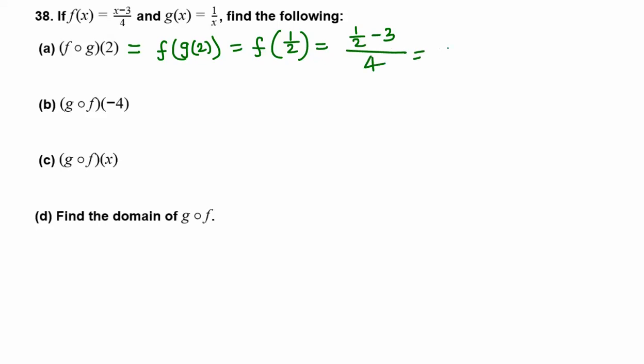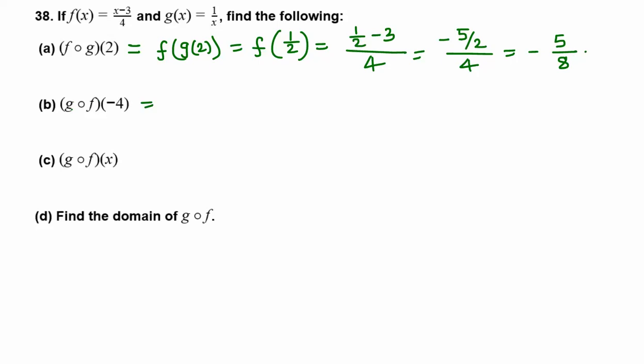Simplify, whatever is the number, that's the answer. 1/2 minus 3, 3 is 6/2. So 1/2 minus 6/2 is negative 5/2, divided by 4. This 2 goes on the bottom, so negative 5 over 2 times 4, which is 8. Negative 5/8 is the final answer.